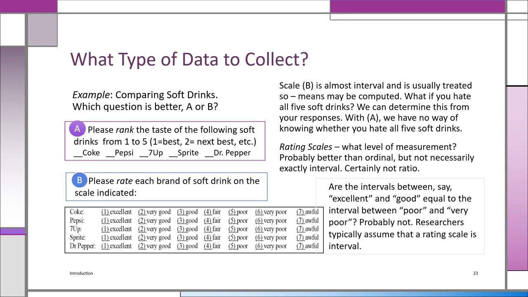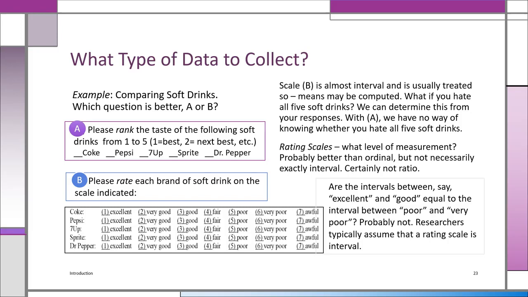But B gives you a more powerful measurement. Look what you're doing with B. You're asking them to rate each of those soft drinks, Coke, Pepsi. Each one has to be rated on a 1 to 7 scale. The scale's on the side there, where 1 is excellent, 2 is very good, 3 is good, 4 is fair, 5 is poor, 6 is very poor, 7 is awful. Now, it's very hard to say that's equal intervals. You can't really prove it so easily, but it's close. It's darn close to an equal interval scale. And very often we assume it's equal interval. But even if it's not, it's certainly better than the ordinal scale. It's closer to interval, almost interval.